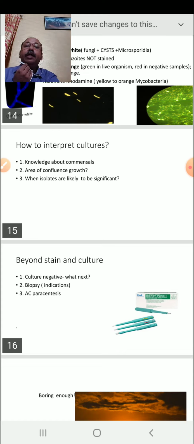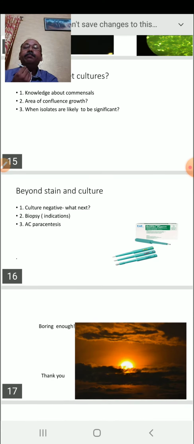Now isolates are likely to be significant if, number 1, the same organism is detected both in the culture as well as in the smear. Number 2, the same organism can be detected in repeated cultures, and number 3, the same organism can be detected in more than one culture media. So these are the three factors by which you can say that your isolates are likely to be significant.